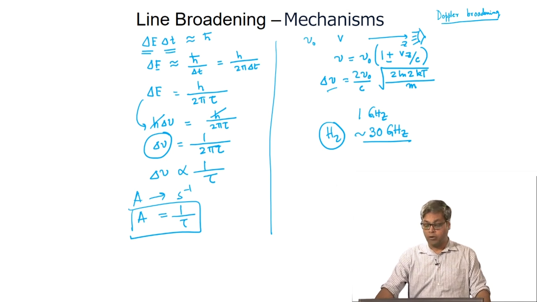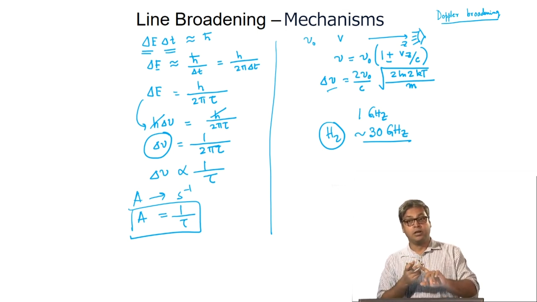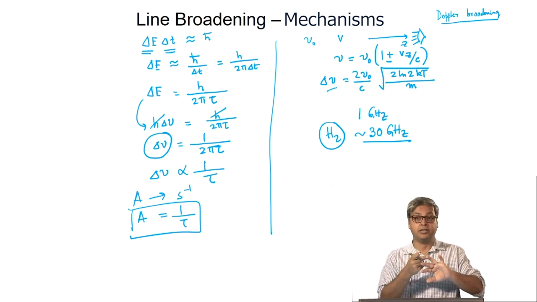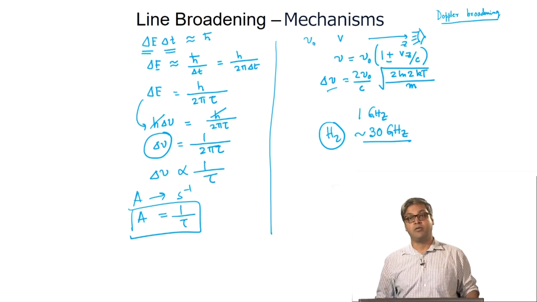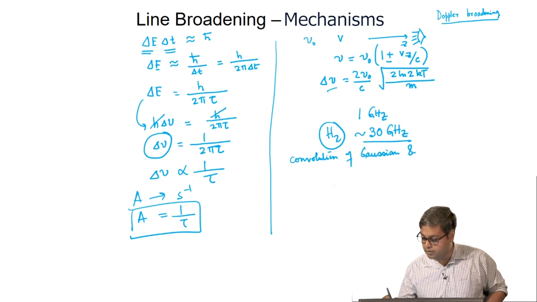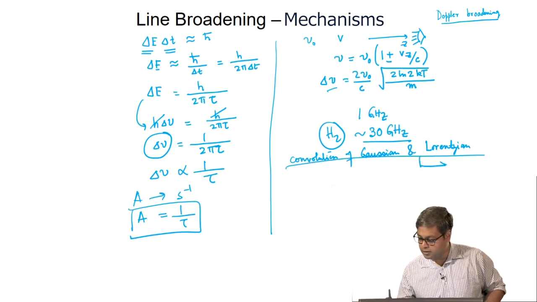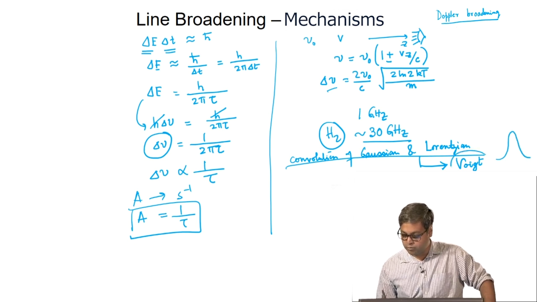So, finally, I would like to end by mentioning that all these processes, the Doppler effect, the collisions, the quantum mechanical effect, that is lifetime, happen simultaneously. And thus, the spectral line shape is never perfectly Gaussian or Lorentzian, but is a convolution of Gaussian and Lorentzian line shape function and is given by the Voigt function, or the profile of the spectrum is known as Voigt profile.